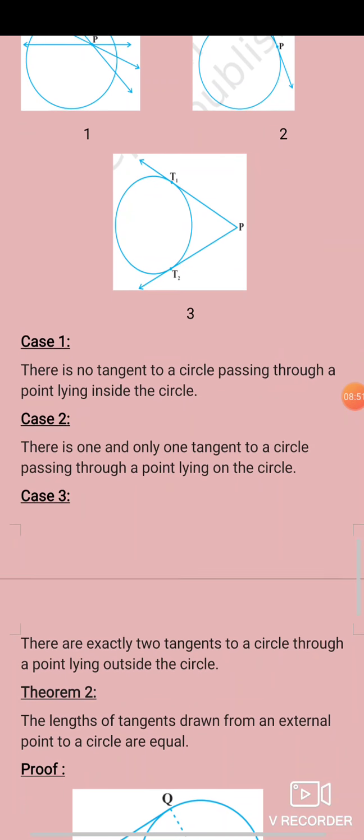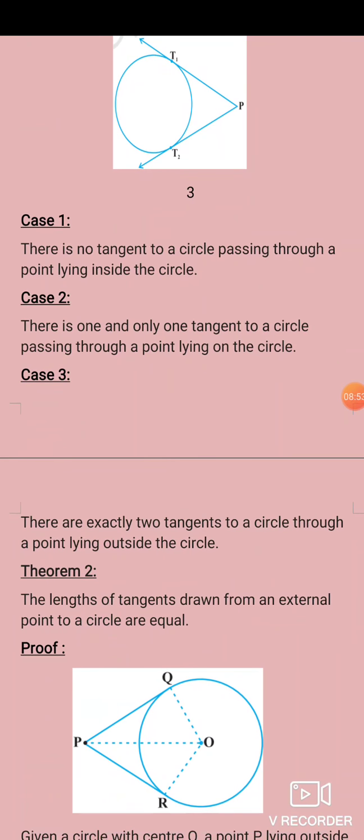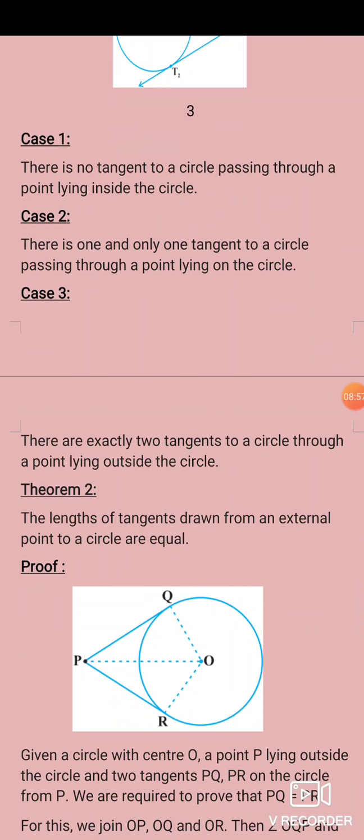Okay, now theorem 2. It is a simple theorem and also an important one. The lengths of the tangents drawn from an external point to a circle are equal. So from the outside point P, two tangents we can draw, PQ and PR. The lengths of the tangents drawn from an external point to a circle are equal. That is the theorem statement.